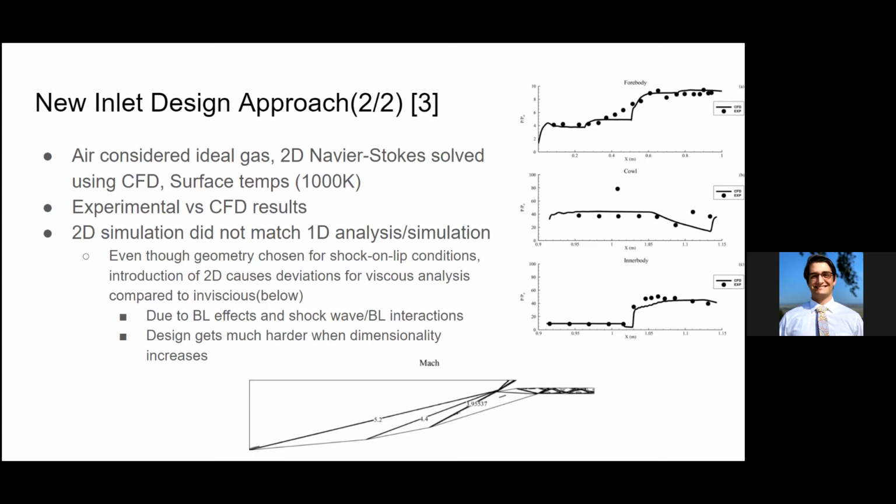And kind of the main takeaway they had is that design gets much more complicated and much harder when dimensionality increases. So that's why you see a lot of papers that are doing 1D and 2D analysis and only a few that are doing three-dimensional analysis.